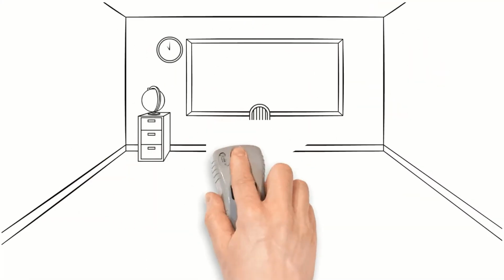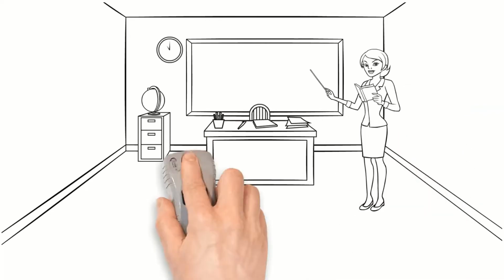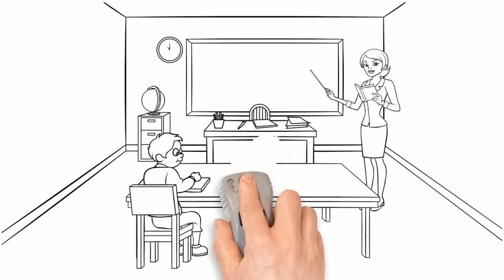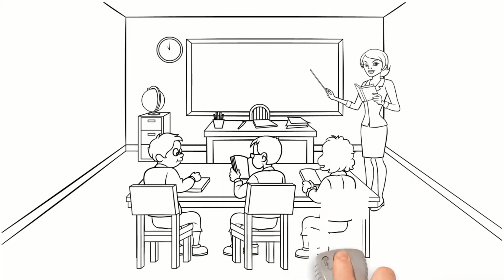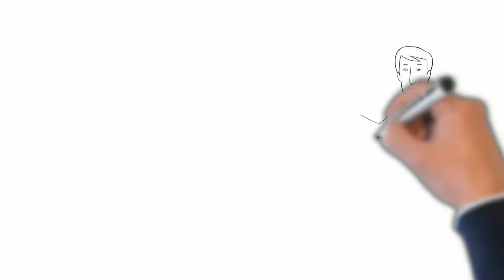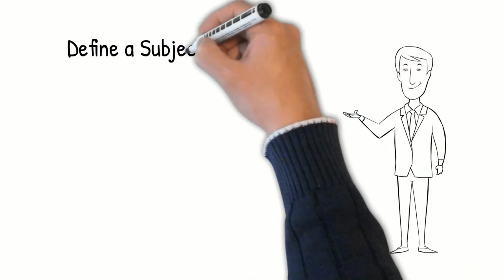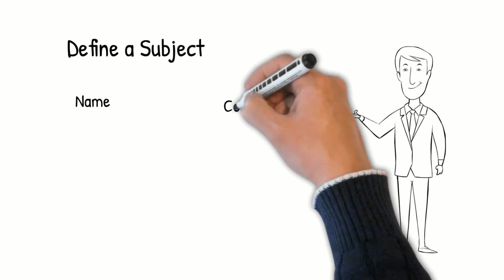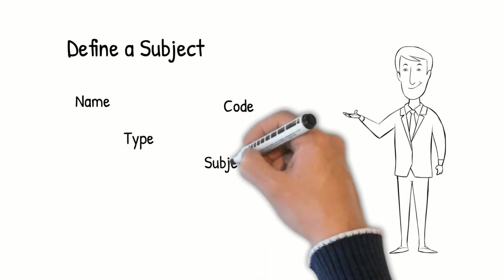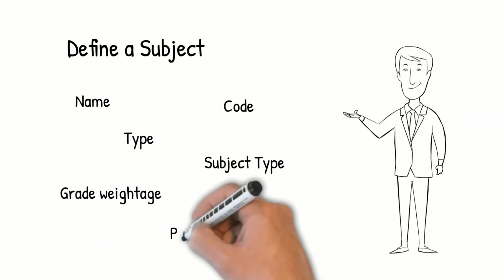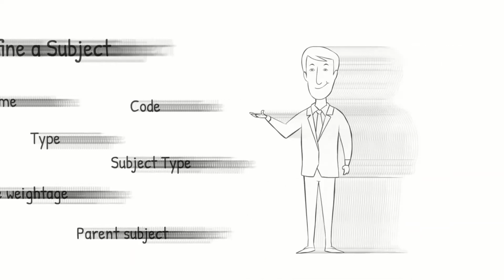The subject is a core area of any school. Every class or course has subjects. These subjects are taught by faculties and are assigned to a specific course, faculty and a batch. The following details will be required to define a subject: name, code, type, subject type, grade weightage, and parent subject.